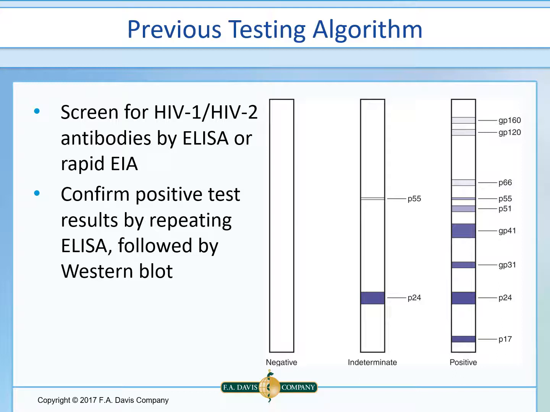With that being said, and describing the Western blot method, this is, again, the previous testing algorithm. So the Western blot is actually no longer recommended for clinical use because it has an incidence of indeterminate results and insensitivity, technical difficulty, and also a long turnaround time of the test.